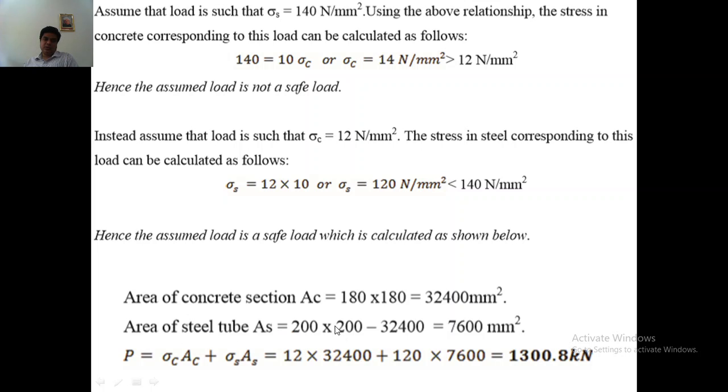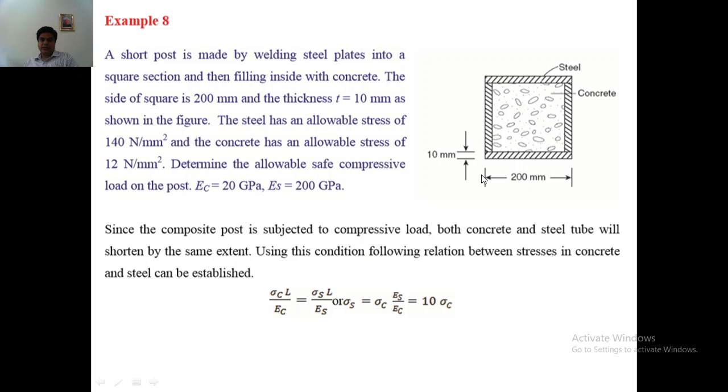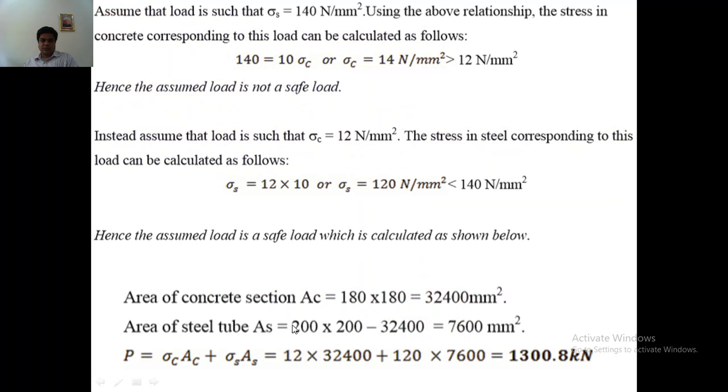Similarly, we calculate the area of the steel tube. We take the outer length as 200 mm, and if you subtract the concrete area, you get the area of the steel. So the cross-sectional area of the steel is nothing but the area of the outer section minus the cross-sectional area of the concrete. If you remove this much area, you get the area of the steel. So total area 200 into 200 minus the area of the concrete will give you the area of the steel.